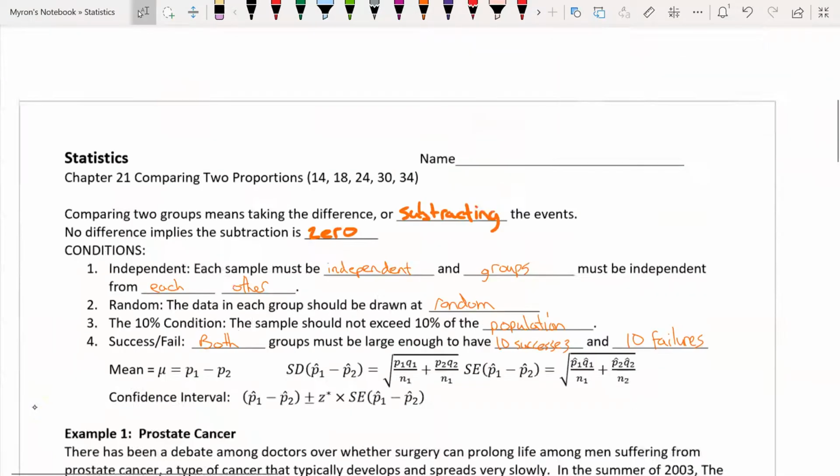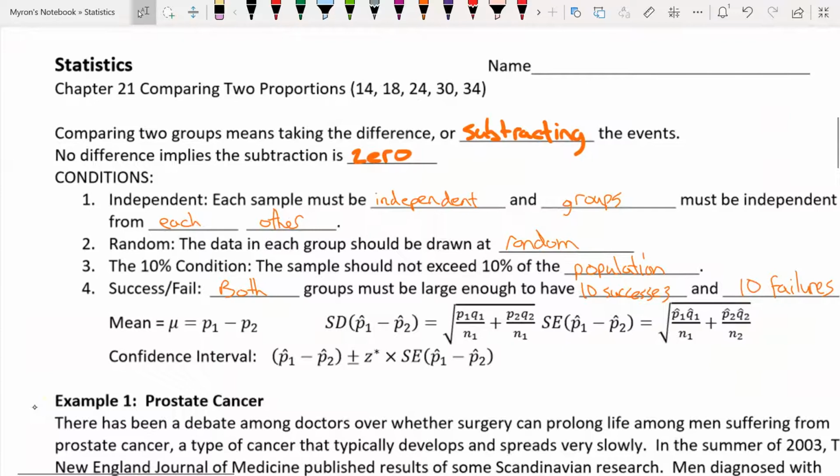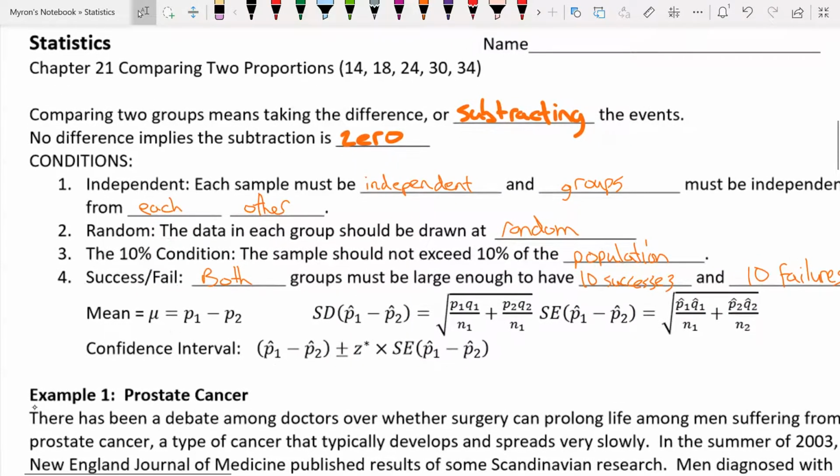Hello class, today we are looking at chapter 21 in our notes. So I have the chapter 21 outline ready for this. Go ahead and pause this and print it out if you need to, because that's what we're going to be going over. And in chapter 21, what we're going to be doing is looking at two groups and taking the difference, or subtracting the events.